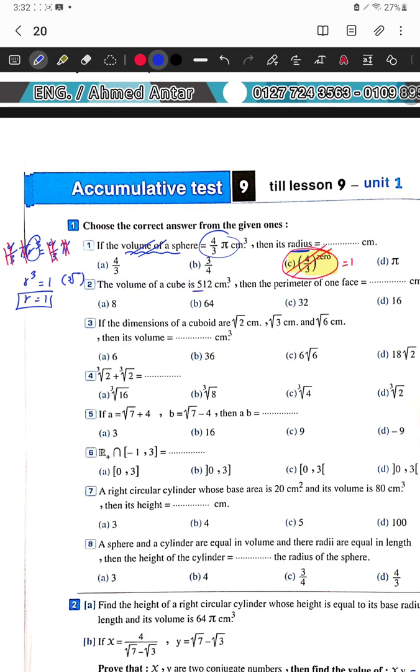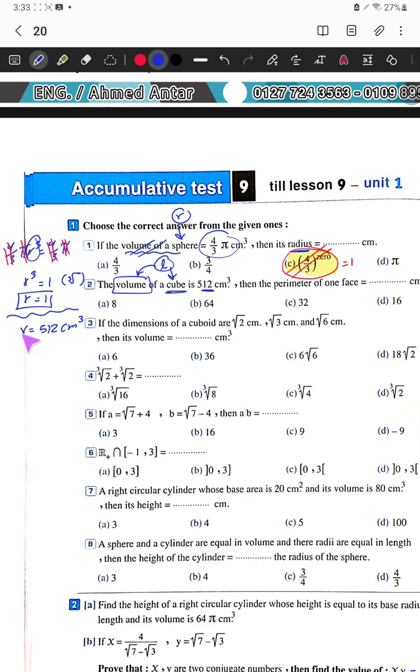The next one, if the volume of the cube is 512 cubic centimeters, then the perimeter of one face. So now in the sphere the password was the r, the radius, and in the cube the password is the l, the side length. So you want to get the side length of the cube firstly, and you can get the side length of the cube from the rule of the volume, because you have the volume equals 512 cubic centimeters. So now firstly we will get the length of the cube from the volume. We knew that the volume equals 512 cubic centimeters.